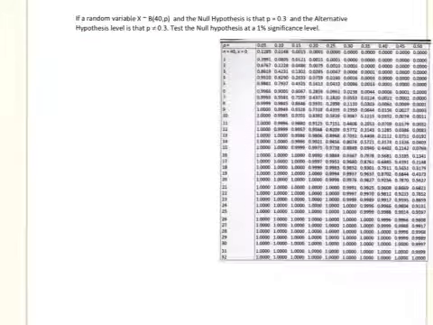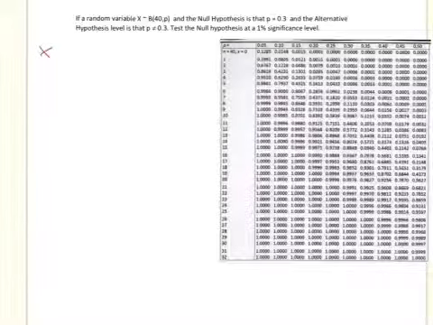Here's a similar example, but this time we've got a binomial distribution. So we're testing to see if the null hypothesis is true. Null hypothesis is that p is 0.3. Alternative hypothesis is p is not 0.3. So let's do what we normally do.